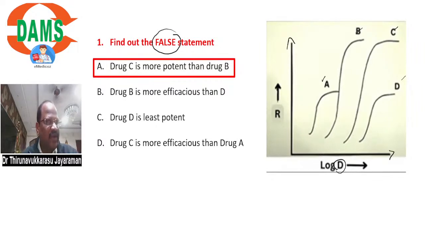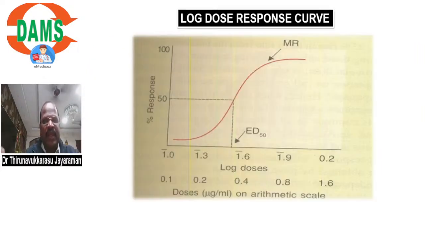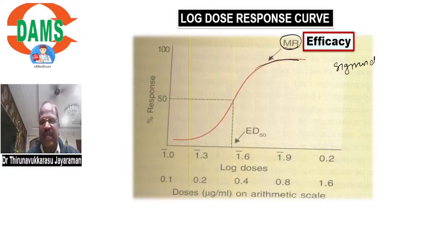Why? We discussed this regularly in the classroom session. When you want to answer this type of question, you should recollect the fundamentals. I will come back to this question later. Look here. In the log dose response curve, remember the curve is sigmoid in shape, and the height of the curve is called the maximum response. The maximum response of a graph is called efficacy.